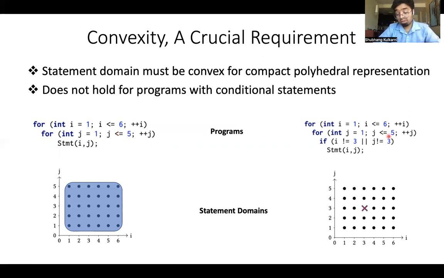On the right, consider the same program from the left, but here we've added a non-trivial conditional statement. Then the statement domain on the left can be represented using a polyhedron, but the one on the right is non-convex because in particular, it does not contain the point (3, 3) because of the conditional statement.